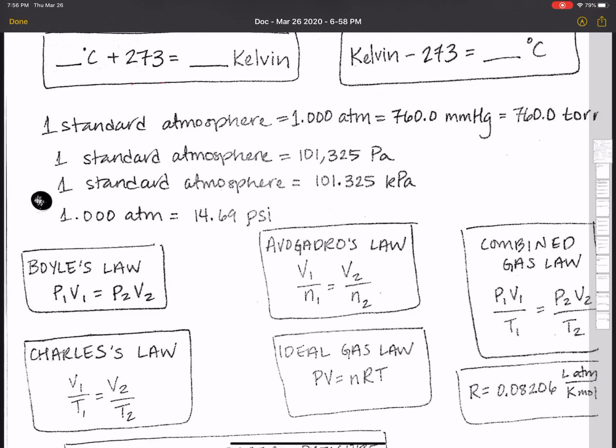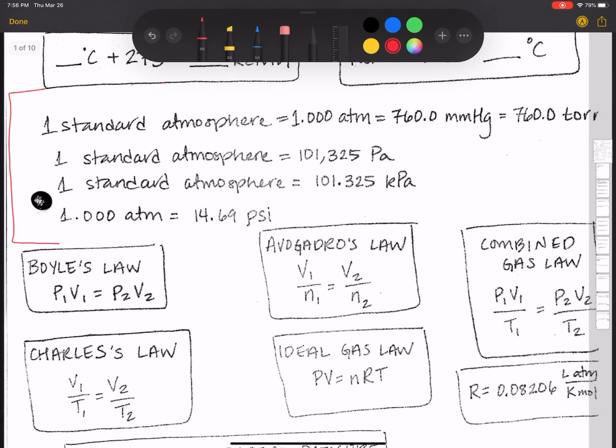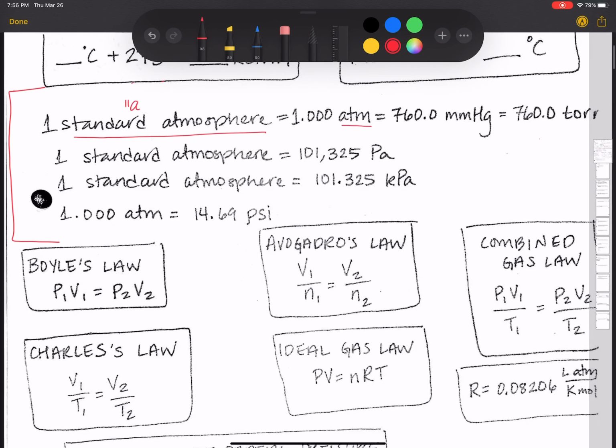Looking at your units of pressure, all of your units and conversion factors for pressure are placed just in this area on your formula sheet, and they're all equivalent to each other. So there's a unit of pressure called standard atmosphere. Standard atmosphere has a shorthand notation unit written as ATM. So anytime you see the word standard atmosphere, it's the same as saying ATM. So one standard atmosphere and one ATM mean the same thing.